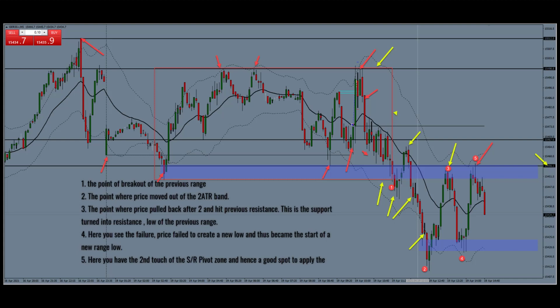It would still be considered a pullback entry, a pullback with the support resistance. You could still have taken that. But then what happens at 4? Here you see this failure. It fails to break the lows. For this to be a trend, firstly, it should not have come all the way up there. This is the first indication where you could begin to expect that there's a probability that you might go into a range because it's pulled back too much.